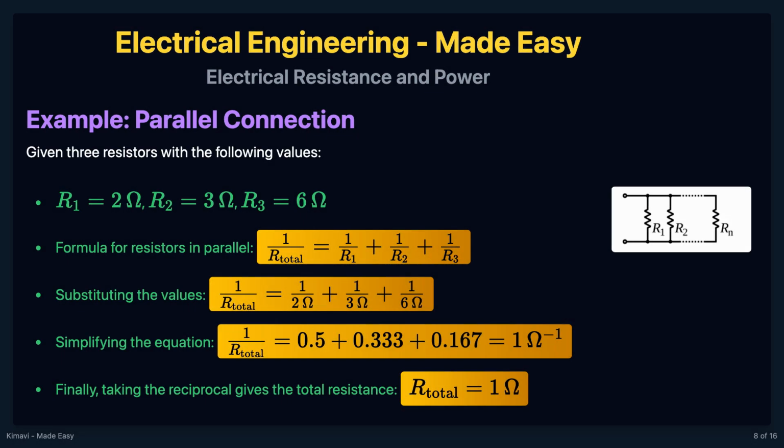Consider three resistors with values R1 equals 2 ohms, R2 equals 3 ohms, and R3 equals 6 ohms connected in parallel. The total resistance is calculated as 1 over R total equals 1 over 2 ohms plus 1 over 3 ohms plus 1 over 6 ohms, which equals 1 ohm. Therefore, R total equals 1 ohm.